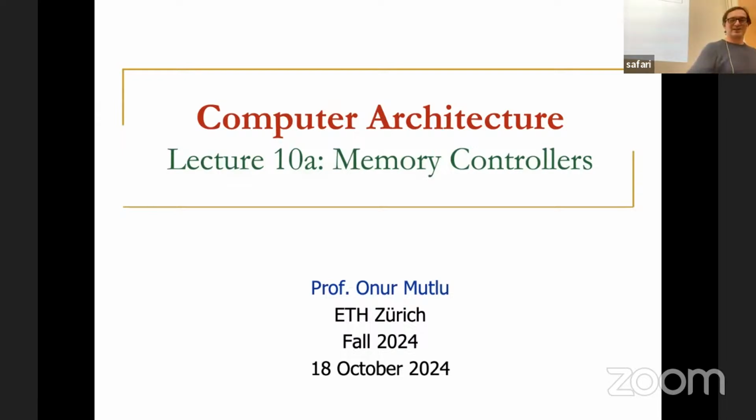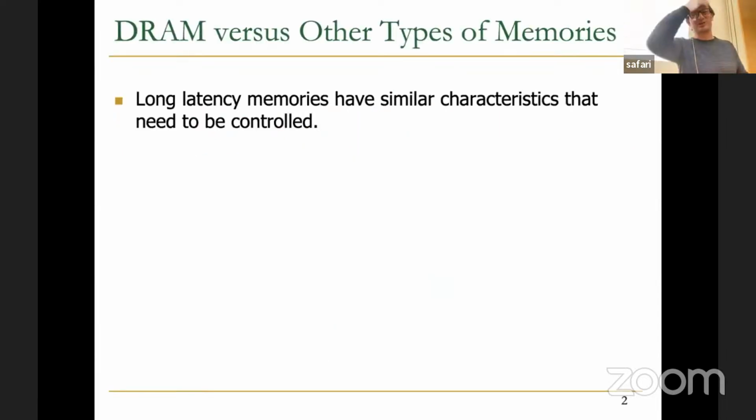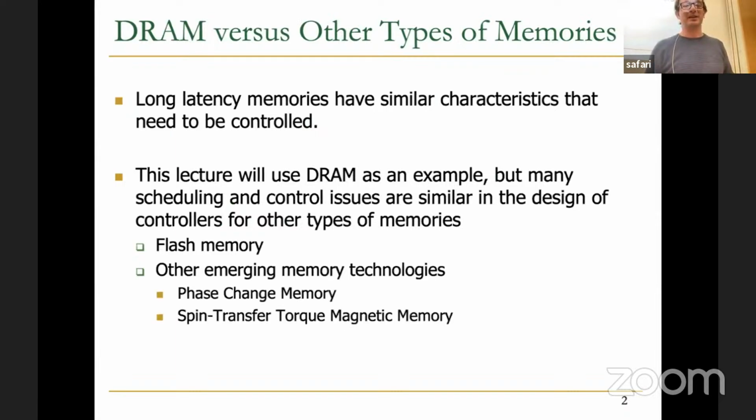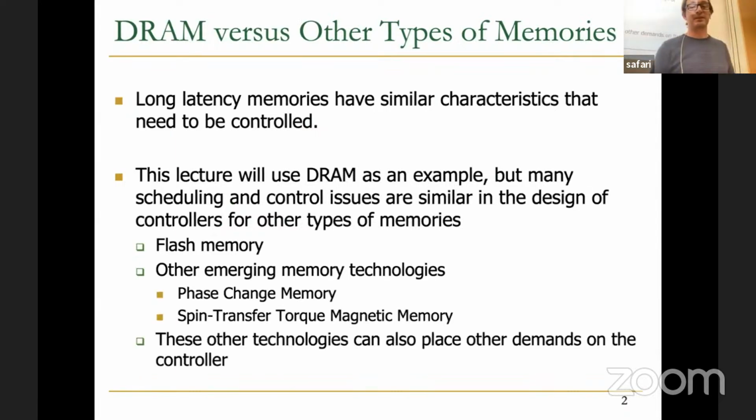So, what's a memory controller? Essentially, long latency memories have similar characteristics that need to be controlled. I will use DRAM as an example in this lecture, but scheduling and control issues are similar in the design of controllers for other types of memories also, like flash memory, as we will see later on. Emerging memory technology, as we will see a little bit earlier than flash memory probably. We're going to talk about some of these. But these other technologies actually potentially place other demands on the controller as well.